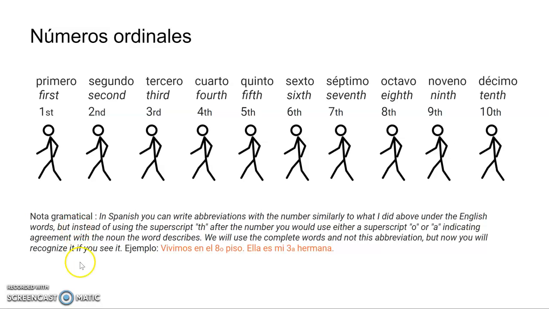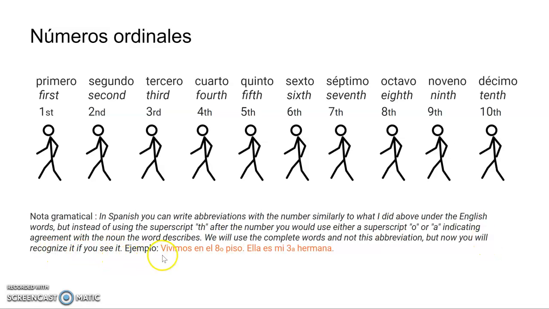Nota gramatical. In Spanish, you can write abbreviations with the number, similarly to what I did above under the English words, but instead of using that superscript TH after the number, you would use either a superscript O or A, indicating agreement with the noun the word describes. So if it's a feminine word, you'd use the A ending. If it was a masculine word, you would use the O ending. We will use the complete words and not this abbreviation in this class, but now you will recognize it if you see it.